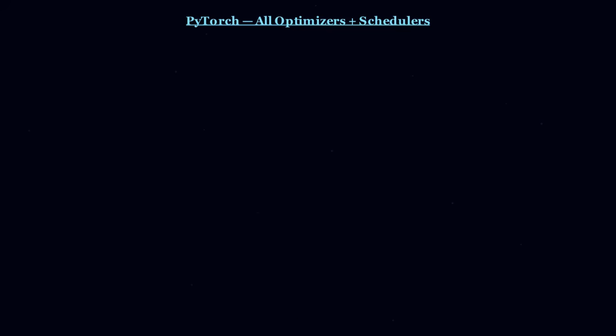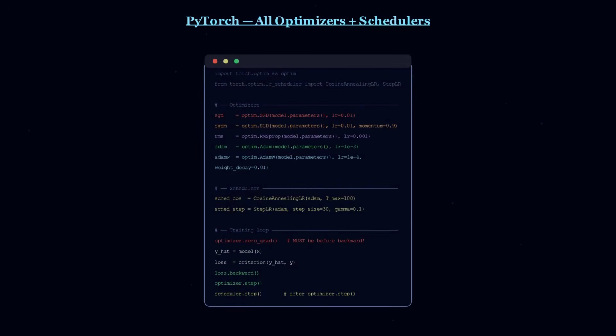PyTorch implementation, every optimizer and scheduler in code. Creating optimizers. SGD with momentum is optim.SGD, parameters, LR, momentum 0.9. Adam is optim.Adam, parameters, LR 1 times 10 to the power of -3. AdamW is optim.AdamW, parameters, LR 1 times 10 to the power of -4, weight decay 0.01.